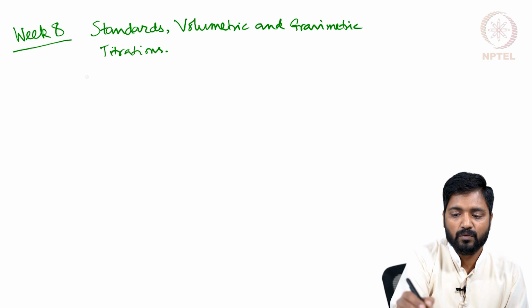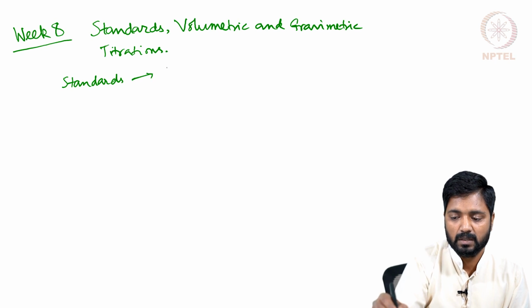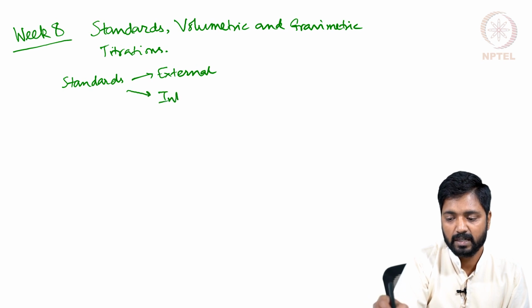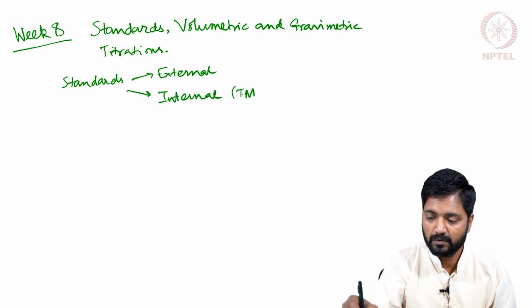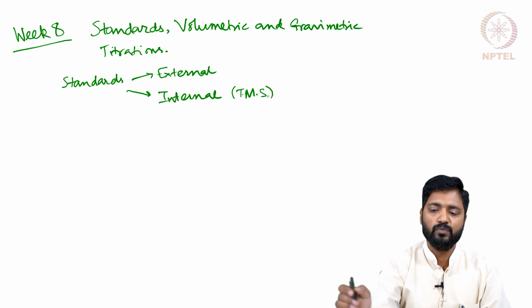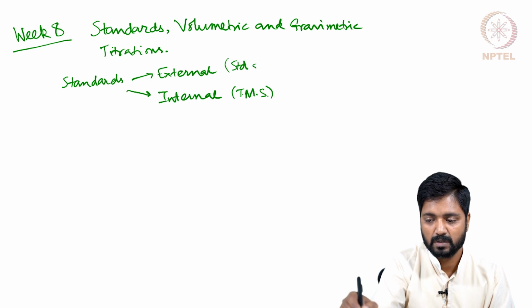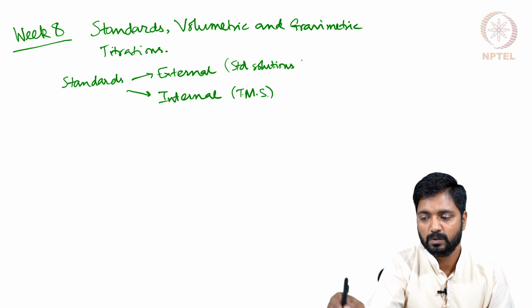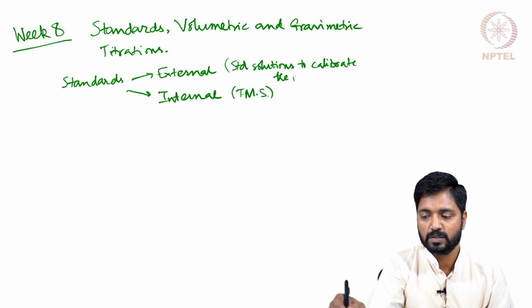For example, while talking about the standards, we talked about the external standard as well as the internal standard. For example, we talked about tetramethylsilane, which is used as a standard in NMR measurements, and of course external standard refers to the use of standard solutions to calibrate the instrument being used.